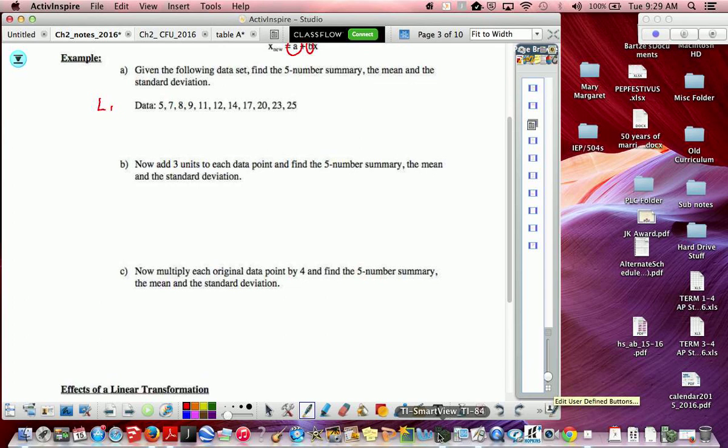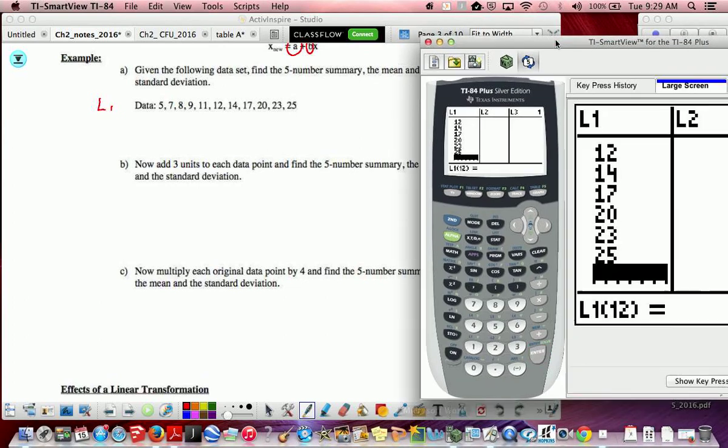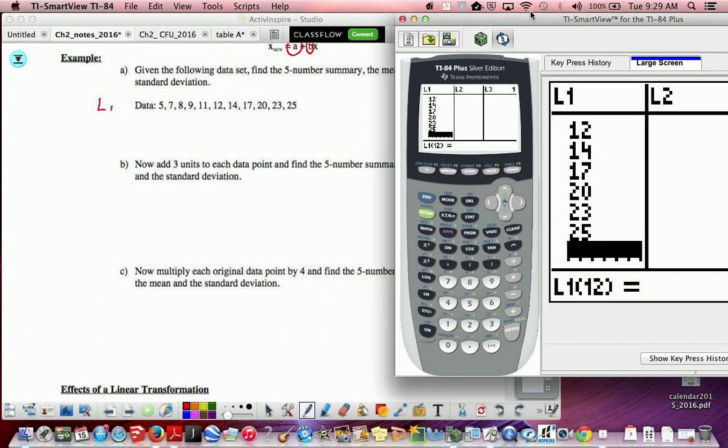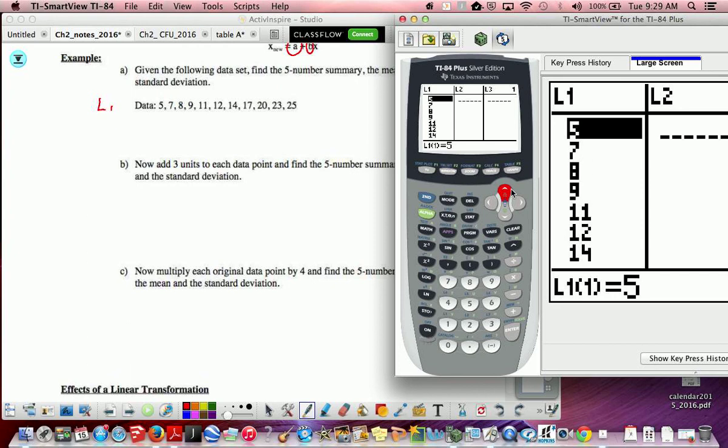I'll pull up my calculator. I believe I actually have it already in my list. I'll just double check my data points: 25, 23, 20, 17, 14, 12, 11, 9, 8, 7, and 5. Good. I'll give you about 30 seconds to quickly type those in.